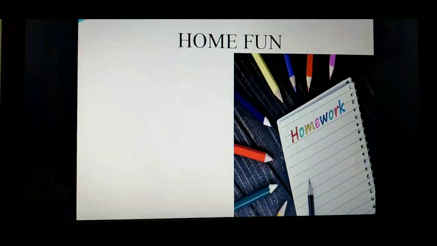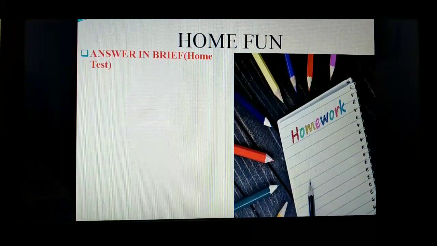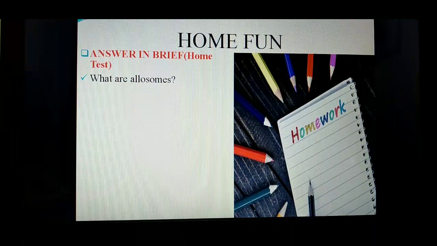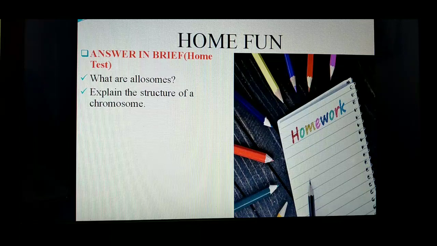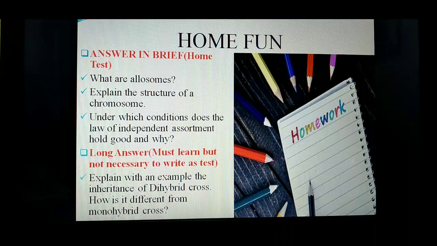Homework: students are asked to study the following questions. The answers in brief you should write as homework. Answers in detail you must study, but you need not write. Answer in brief. First question, what are allosomes? Second question, explain the structure of a chromosome. Third question, under which conditions does the law of independent assortment hold good and why?